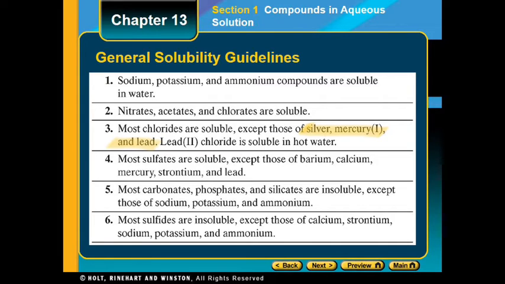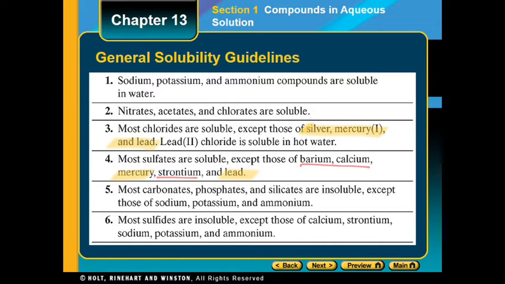Number 4, most sulfates are soluble except for barium, calcium, mercury, strontium, lead. Again, mercury, lead, more of your heavy metals. If I look at the barium, calcium, and strontium, they are all there at the bottom of group 2.